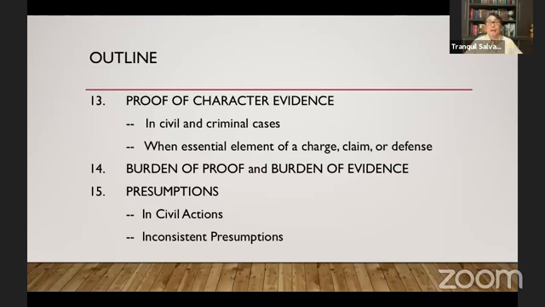Now, we are now on presumptions. Okay, we are now on presumptions. On presumptions, okay.